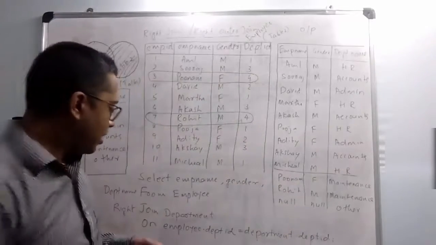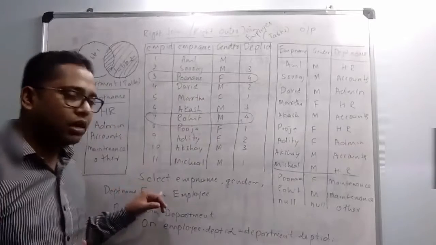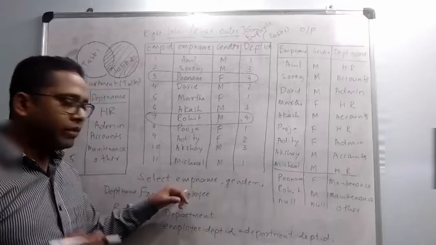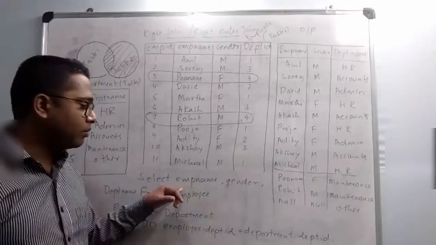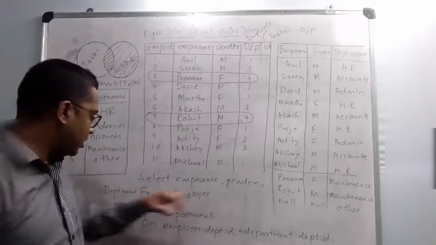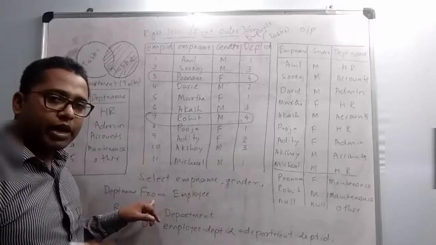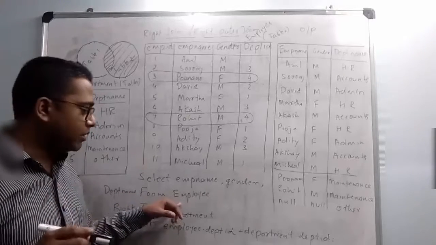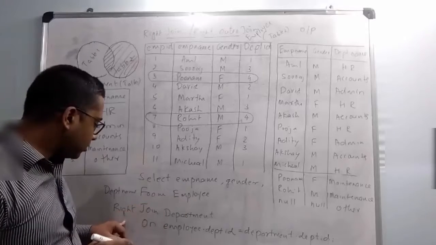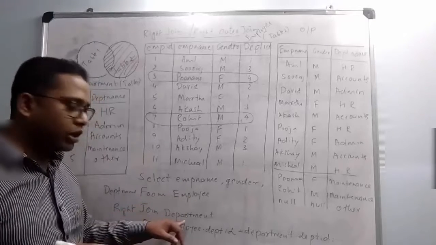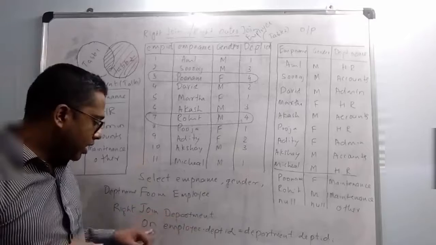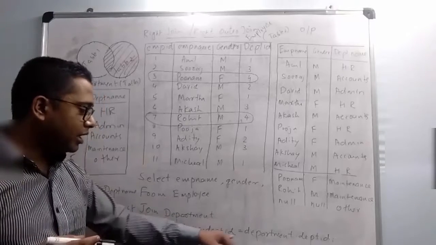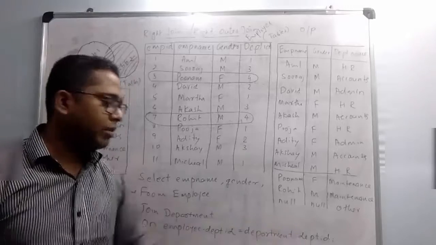And the way we can write our query for the right join is like this. We need to start with select, and then mention the fields we need to get from the table: emp name, gender, and then department name. Then we use the from clause, and mention the first table, which is employee, and then right join, and then the second table, which is department, and then we use on employee.department ID equals department.department ID.